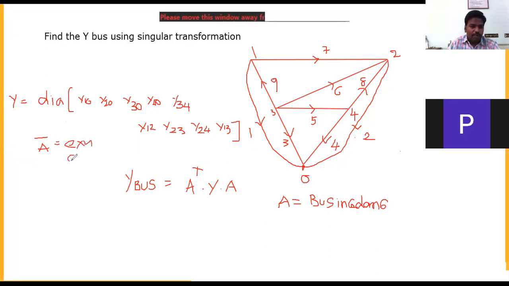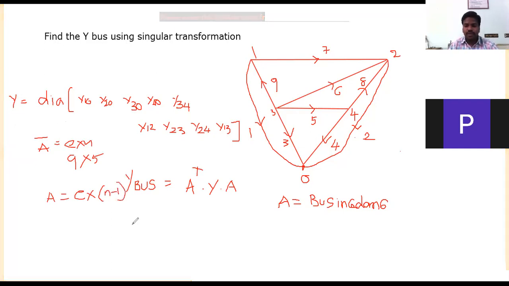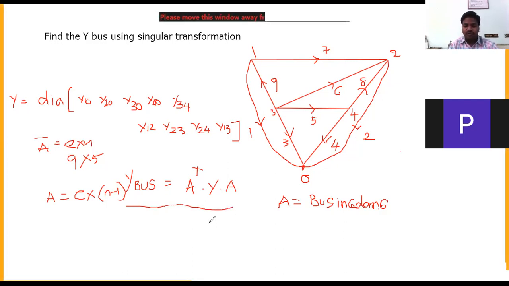Okay, so the total number of elements is equal to 9. What is the number of nodes? It is equal to 5, including that reference node. But A is of size E by N minus 1. Why? Because we have already excluded that reference node. So in this particular problem, Y bus can be obtained by multiplying A transpose with Y with A.